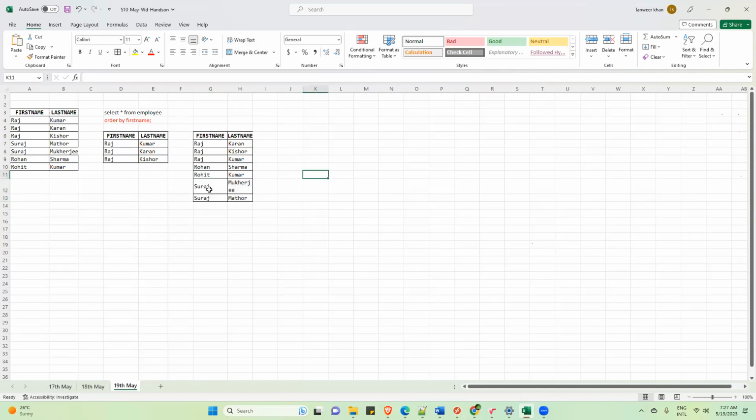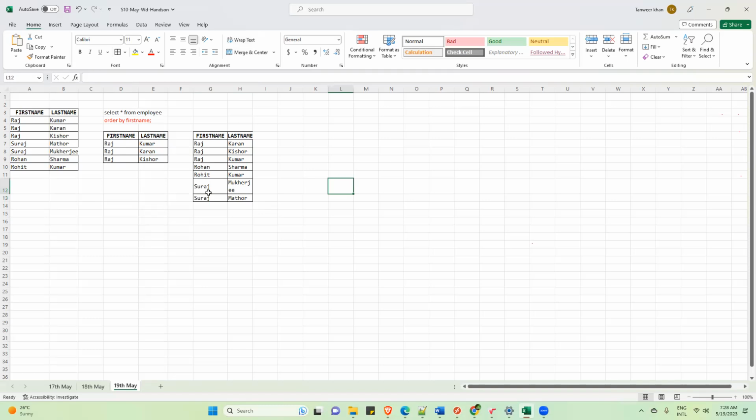Good. So here they both have exactly the same first name, Suraj Mukherjee and Suraj Mathur. And we have told the engine to sort based on the first name. So there is no logic why Suraj Mukherjee is before Suraj Mathur, right? Mona Lisa, if you're thinking that it is sorting based on the last name, then it should display Suraj Mathur before Suraj Mukherjee, right? Yes.